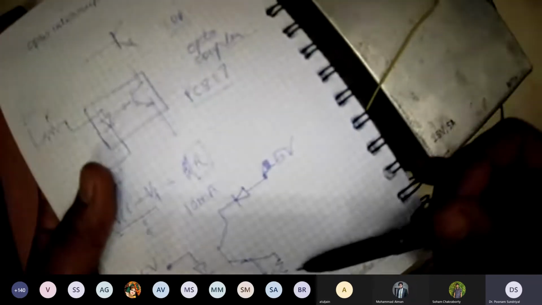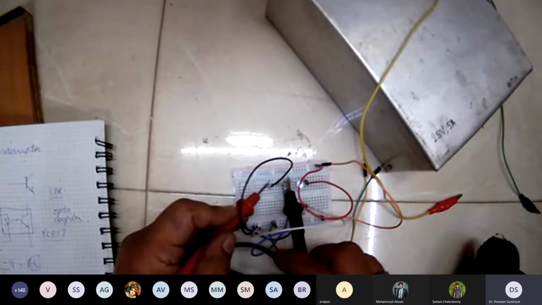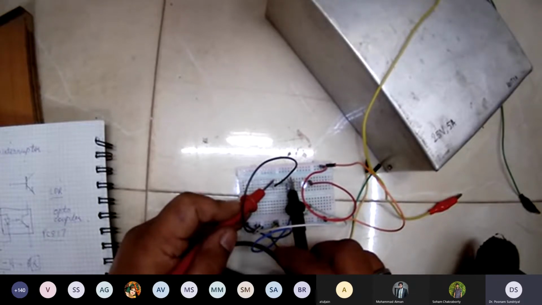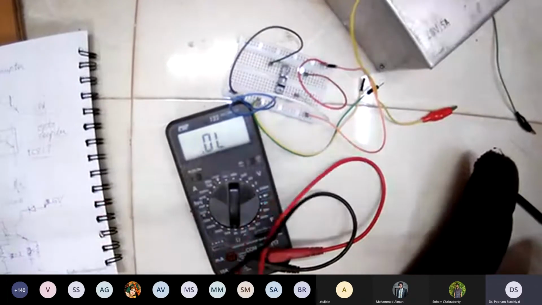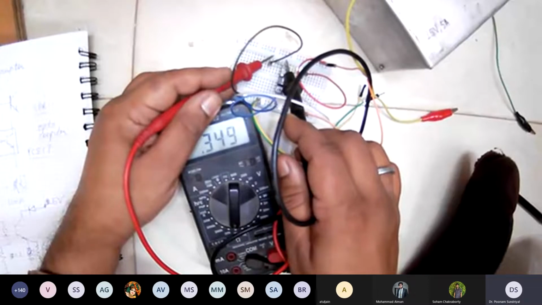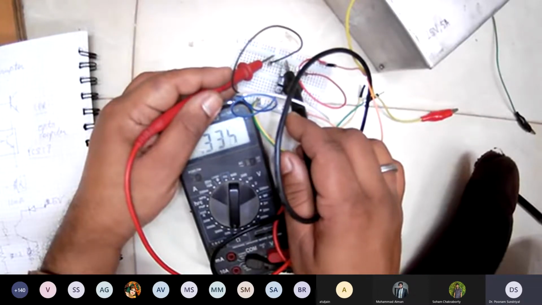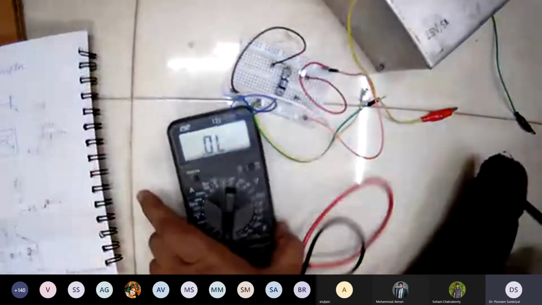So let's check out what this resistance is. Yeah, it's the same 330 ohm resistor. Are you able to see the multimeter value? No, sir, it went down. Okay, so that's also 330 ohms. Okay, so we have 330 ohms common.